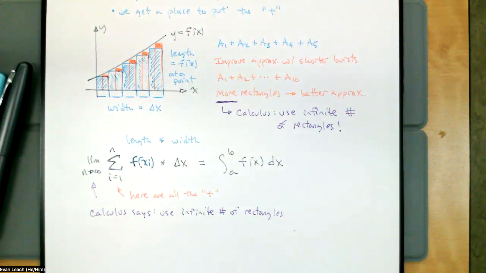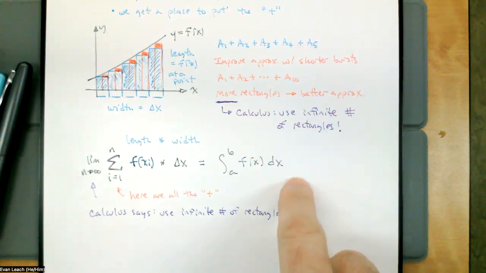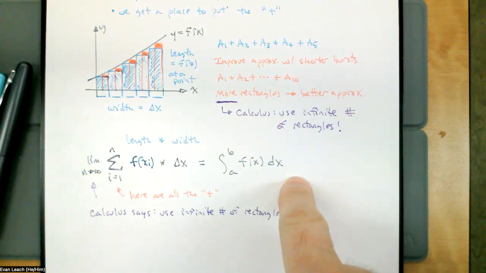So that would be the end of video 3. We get the notation. It's just a video about the notation. Stay tuned for the next part where we look at reading this definite integral business.